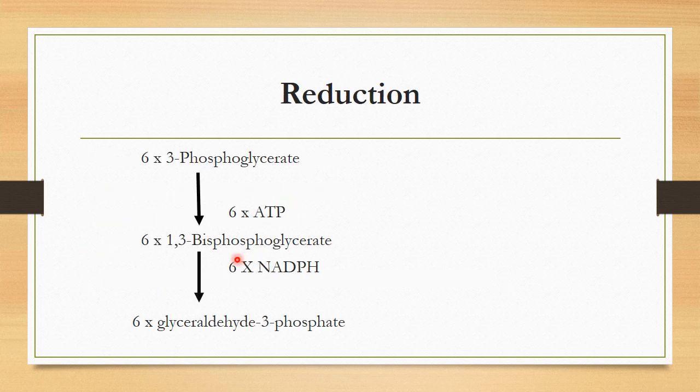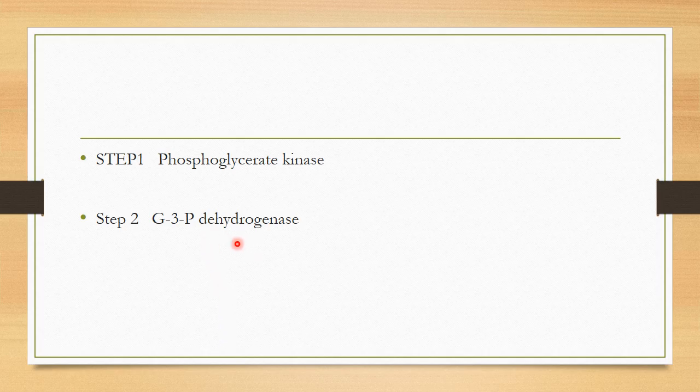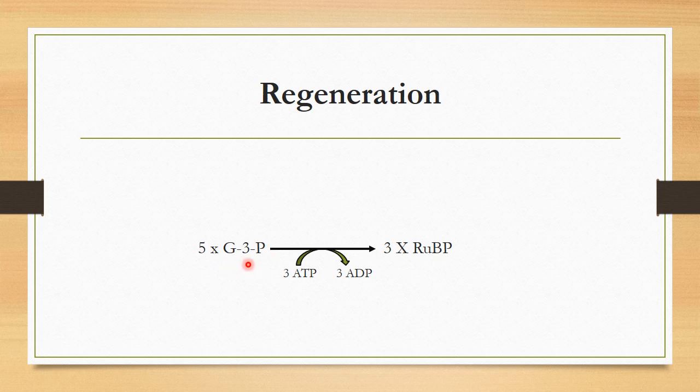Step 2, that is 1,3-bisphosphoglycerate into glyceraldehyde 3-phosphate. This step is catalyzed by G3P dehydrogenase, glyceraldehyde 3-phosphate dehydrogenase. Try to remember these enzymes also, which catalyze the reductions. 5 molecules of glyceraldehyde 3-phosphate convert into 3 molecules of RuBP by utilizing 3 molecules of ATP. So here 3 ATP will be used.